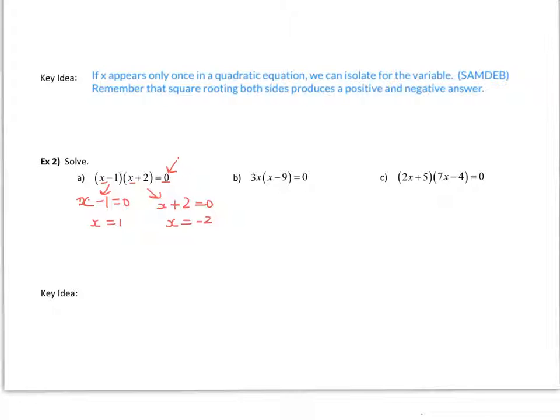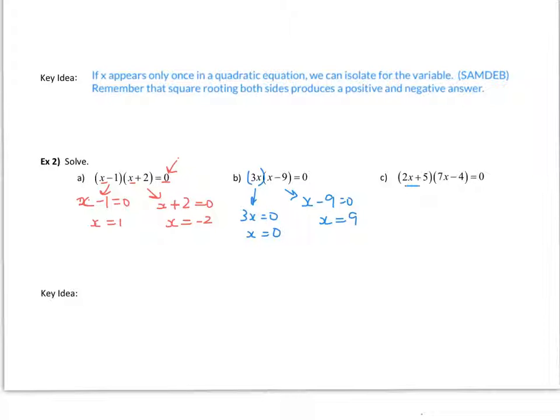All right, part B, our two factors are really 3x and an x minus 9. If we set those equal to 0, 3x equals 0, that really, we can ignore that 3 and it becomes x equals 0. We're just dividing both sides by 3 there. We're going to get an x minus 9 equaling 0, which means x equals 9. We're just adding 9 to both sides.